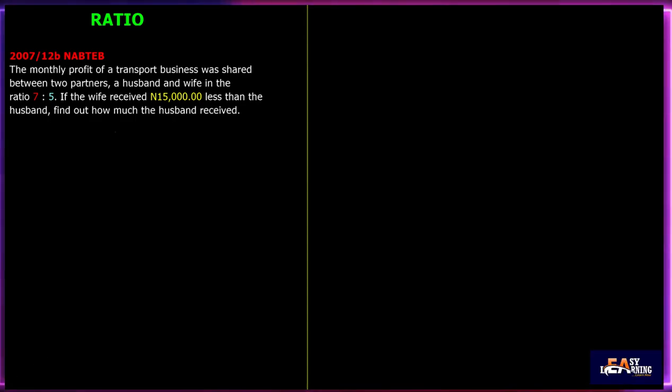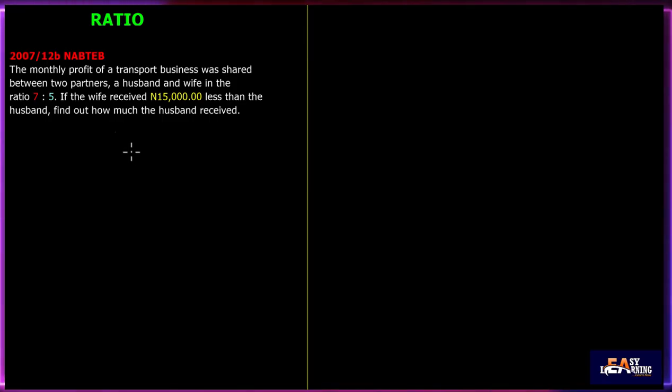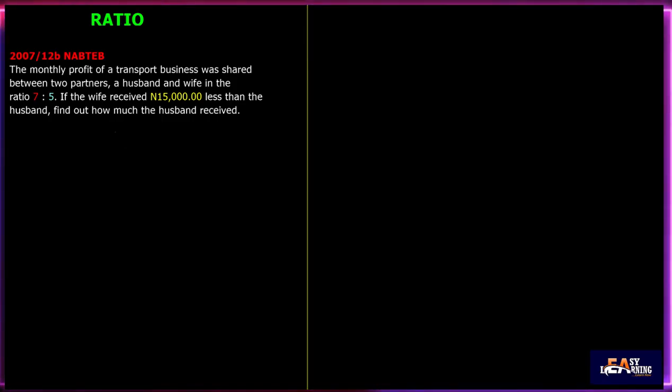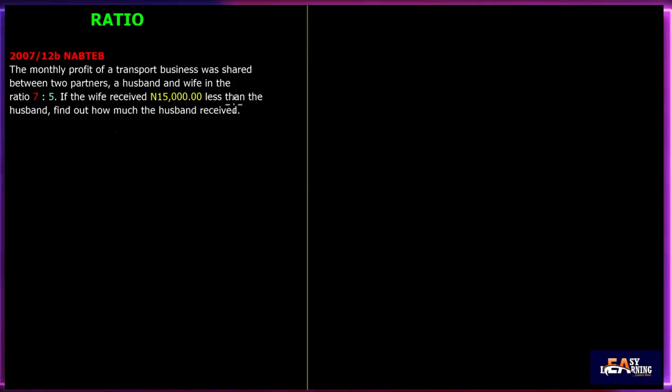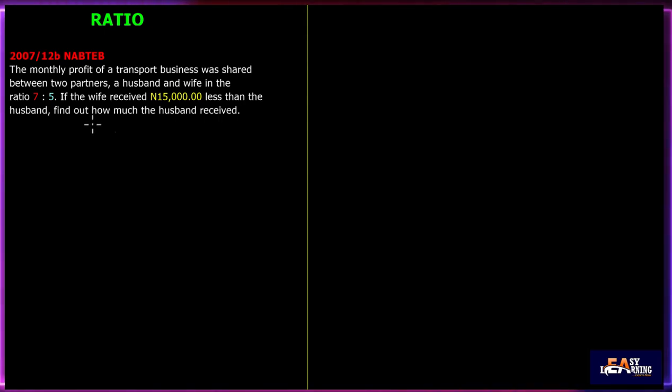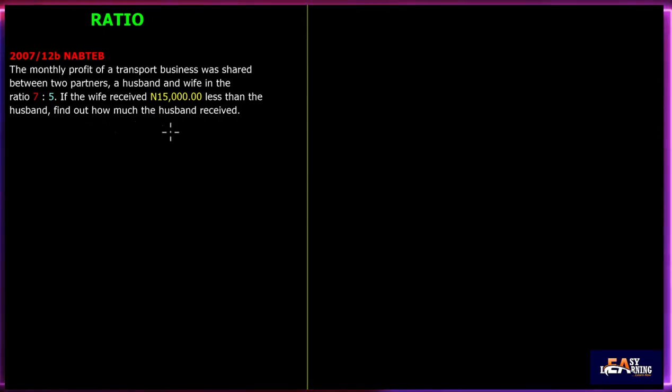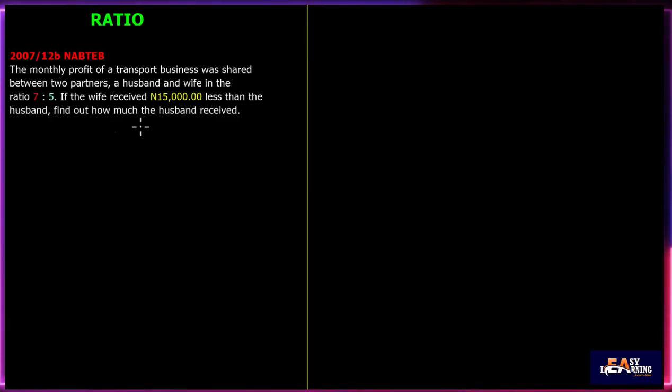Okay, so let's take a question here. This was a NABTEB question, 2007. The question says the monthly profit of a transport business was shared between two partners, a husband and wife, in the ratio 7:5. If the wife received 15,000 less than the husband, find out how much the husband received. Okay, this is an application. So pause the video, try solving it, and let us compare our answer after now.